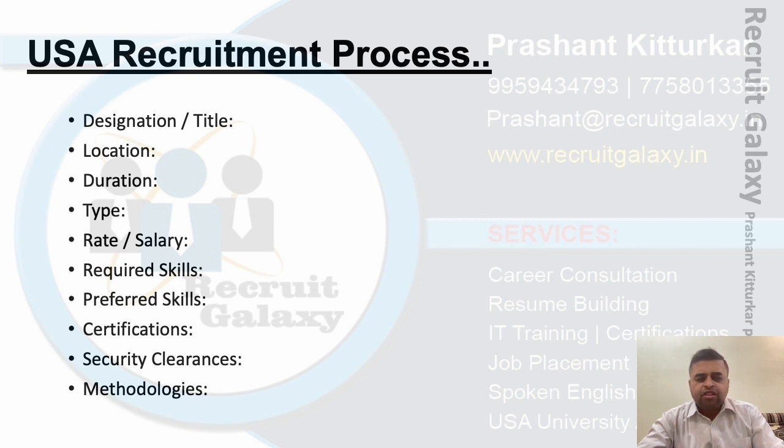Duration. In duration, if it is a contract position, they will mention something like 6 months, 3 months, or 12 months, as per the project duration. Whenever it is a full-time position, it is totally full-time, like India where we work on full-time. But in the US, most of the requirements are contract. Sometimes some positions are contract to hire as well. So 3 months contract and then they will take the candidate as a full-time employee. There are three types of employment in the US. One is contract, another is contract to hire, and another is full-time.